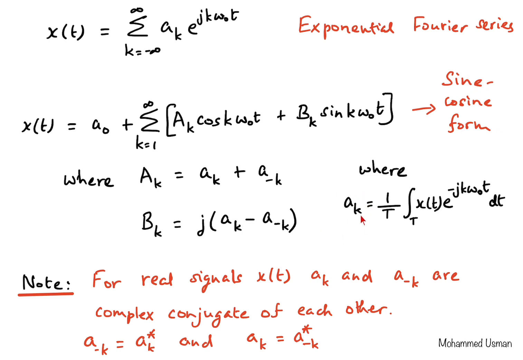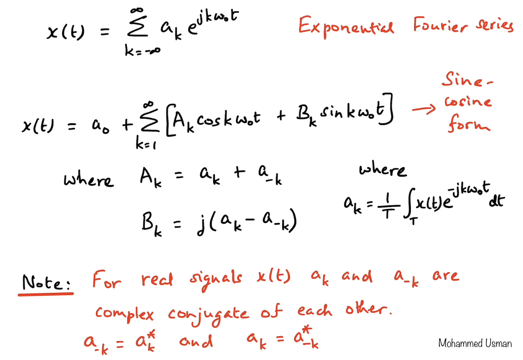The formula to compute the values of the small a_k's is given by this integral, and as we discussed earlier, when k equals 0, this simply becomes the average over any one period of the signal. a_0 is basically the average value of the signal over one period, and that also corresponds to the DC level or DC component of the signal.